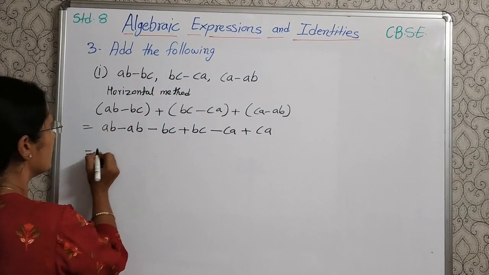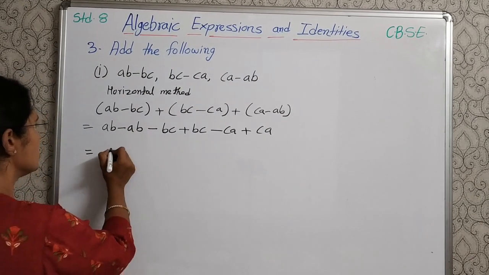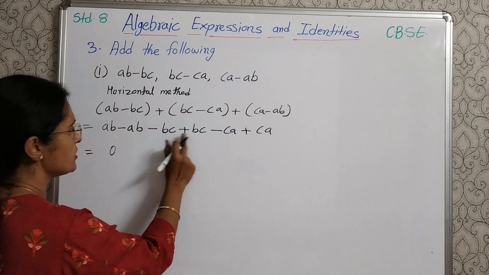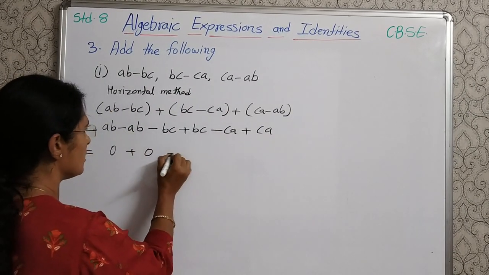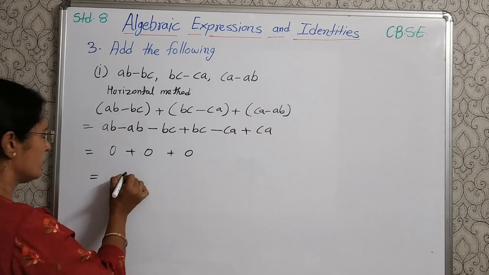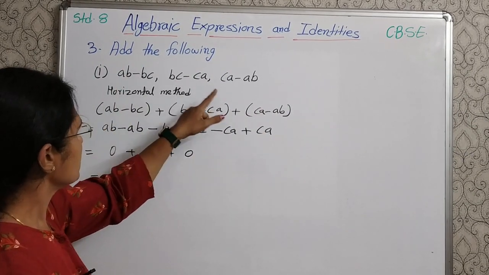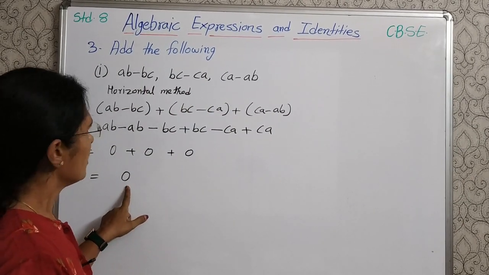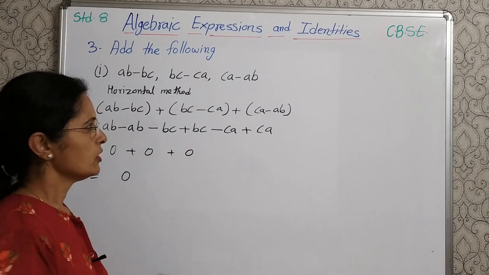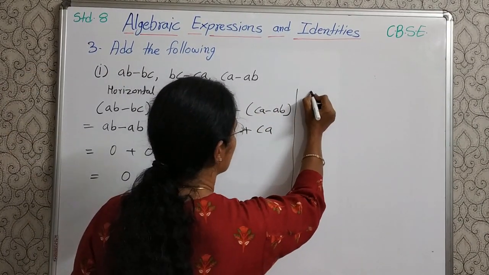Now, solve. AB minus AB. So, same term minus same term. So, it is 0. Same here, minus BC plus BC is 0 and minus CA plus CA is also 0. Therefore, the final answer is 0. So addition of these three algebraic expressions is 0. Now we'll solve the same sum using the vertical method. We'll arrange them vertically.